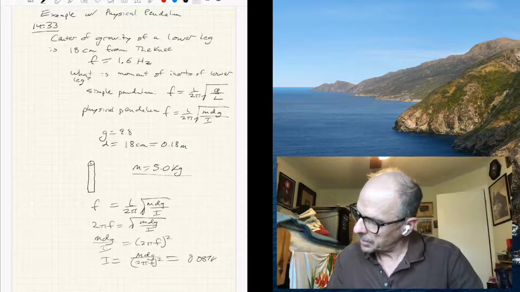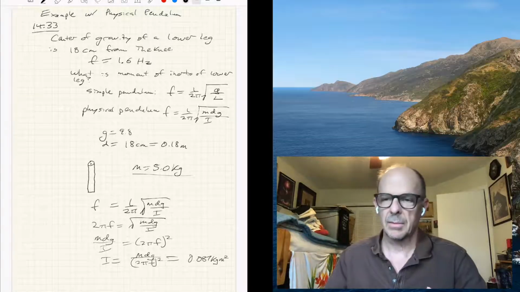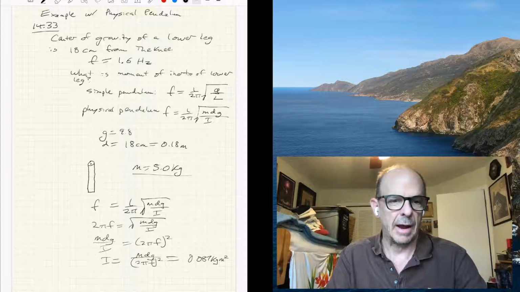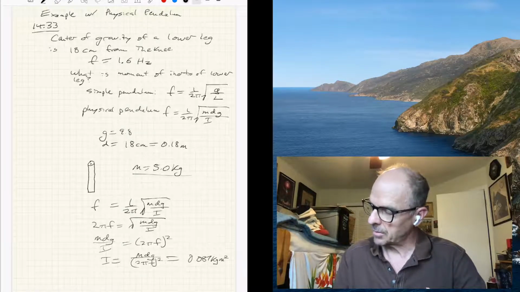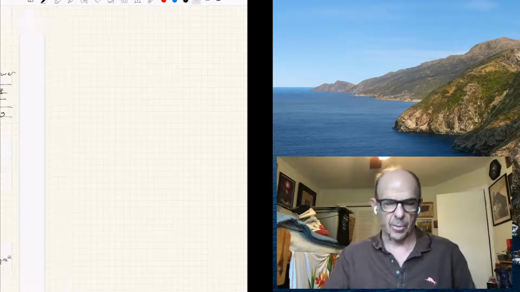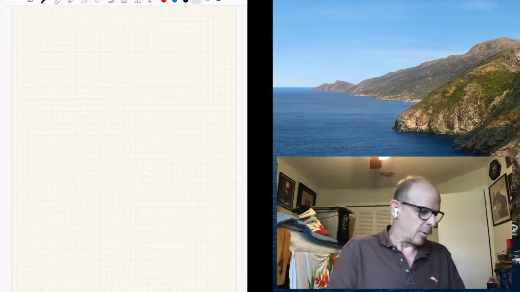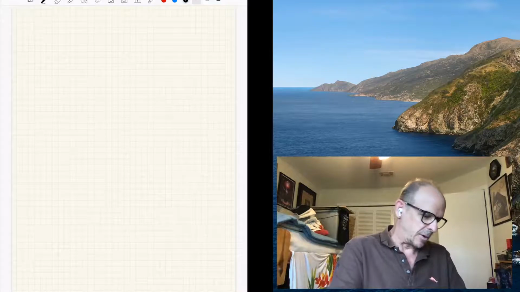And the units are kilograms meters squared. Moment of inertia is in mass times length squared. Well, so that's the answer to that problem. It's not very interesting. Let's do another problem that's maybe more interesting from chapter 14.